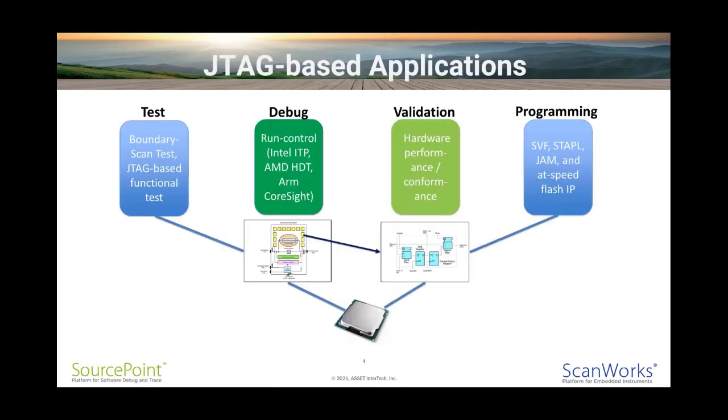As they relate to CPUs, there's a bunch of applications that have grown around this simple and elegant technology over the last 30 years: test, debug, validation, and programming. Today we're going to focus on the debug pillar, and talk about what's called run control: the Intel in-target probe, the AMD hardware debug tool, and the ARM CoreSight specification. These are the specifications that revolve around using JTAG in and out to access the debug logic inside of these CPUs.